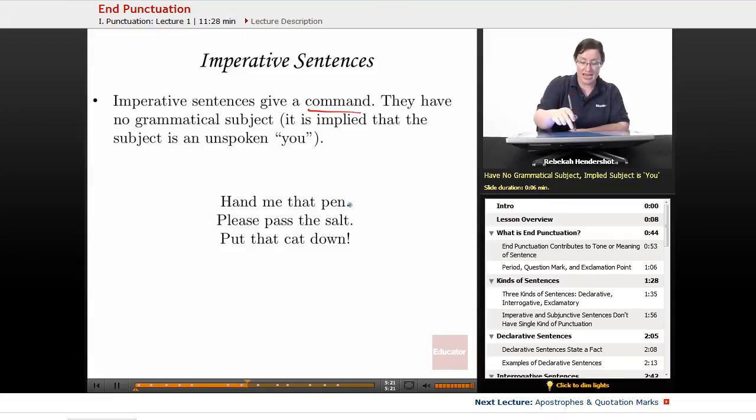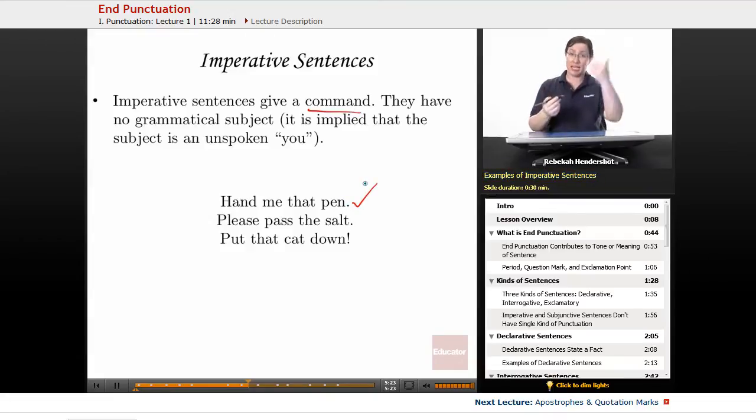So, for example, hand me that pen. I'm instructing you to hand me a pen. Who's doing the handing? You are. You is the subject. Hand is the verb. It's an imperative sentence, and you'll notice it ends with a period.